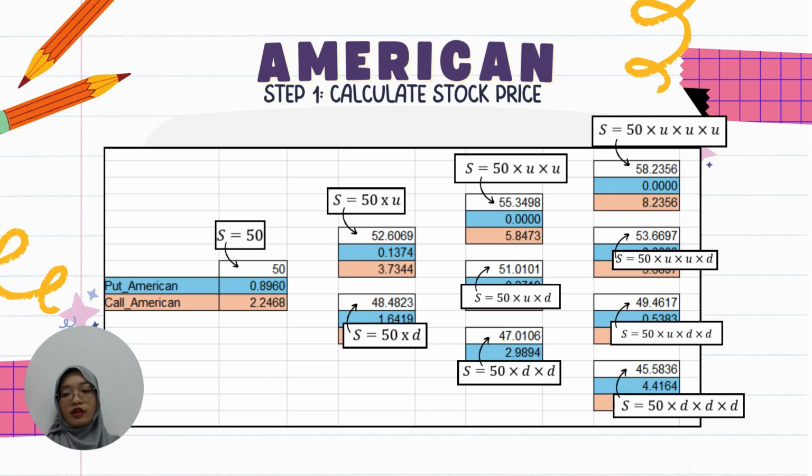First of all, take note that S is stock price, U is the up factor and D is the down factor. To get the S of each branch, we need to know its own position inside the tree. For example, to get the 55.3498 at the upper node of branch 2, we multiply the stock price by the up factor twice, which gives the most upward node of the branch.